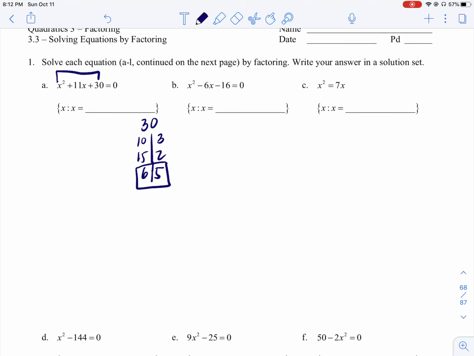So I'll go into x squared plus 5x plus 6x plus 30 equal to 0. And remember what I did on the previous video? I am doing factoring by grouping. So I'm going to group them first so I don't get confused. Okay, what's common between x squared and 5x?